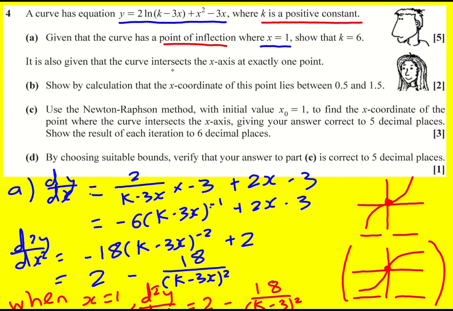So it is also given that the curve intersects the x-axis at exactly 1 point, and we're asked to show by calculation that the x-coordinate of this point lies between 0.5 and 1.5. So I'm going to let f of x equal this thing here, and I'm going to substitute 0.5 and 1.5 in and seek a sign change. I could maybe just stick with y, but I quite like the sign change rule tends to say if, it refers to f of x. So f of 0.5. Just substitute those values in. But now remember we're replacing k by 6.